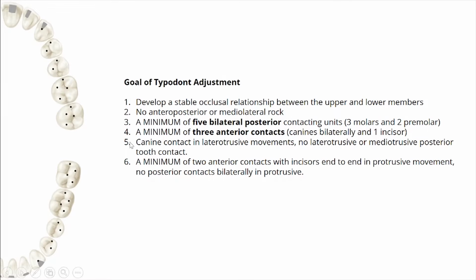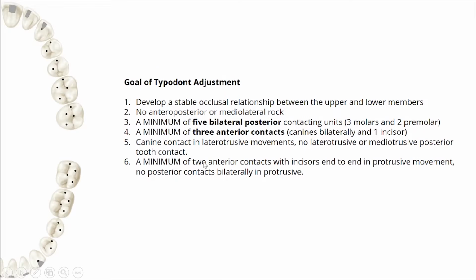Okay, so for point number 2, we're going to say that we want no anterior, posterior, or medial lateral rock. A couple of the other criteria that we want is to see 5 bilateral contacting units, 3 of which on the molars and 2 on the premolar. So by contacting unit, I am referring to not just each individual dot, but for example, this cusp tip hitting this marginal ridge will count as a contacting unit. Okay, and in the anterior, we want a minimum of 3 of these contacts, 1 on each canine, and then just another one on an incisor. So any of the other 4.